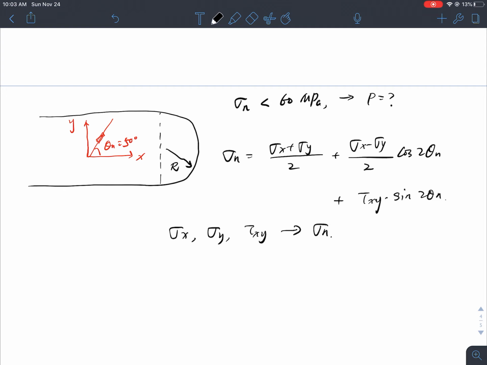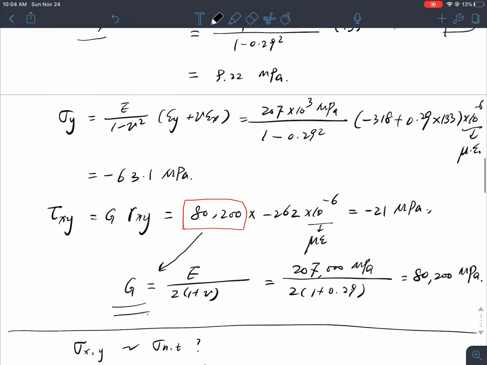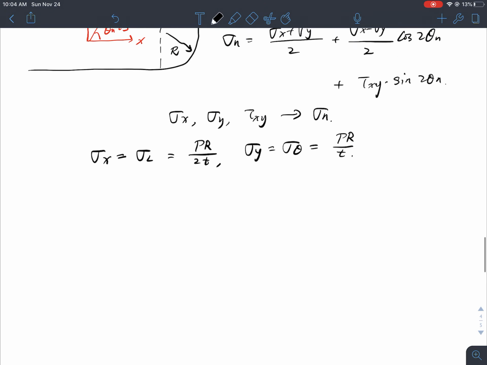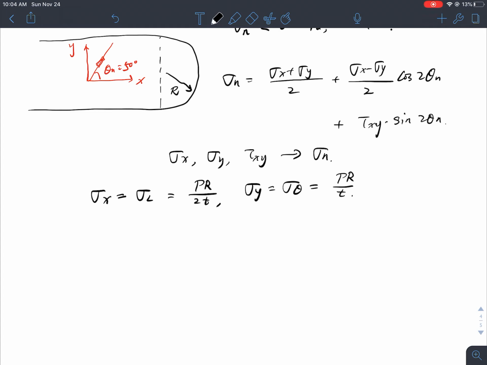In this setting, actually, let's take a look. So sigma x is actually equal to our longitudinal stress, isn't it? So that is PR over 2t. Sigma y is actually the hoop stress, and that is equal to PR over t. Right? Double check at the beginning of the class. Longitudinal stress PR over 2t, hoop stress PR over t. Right? So we're good. So these are the stresses. How about shear stress, you say? We just said in the beginning of the class this is 0.